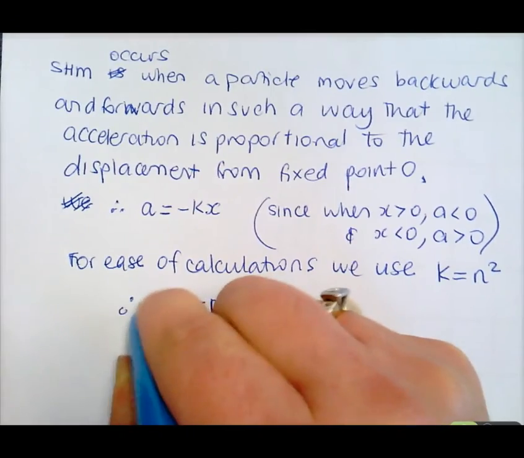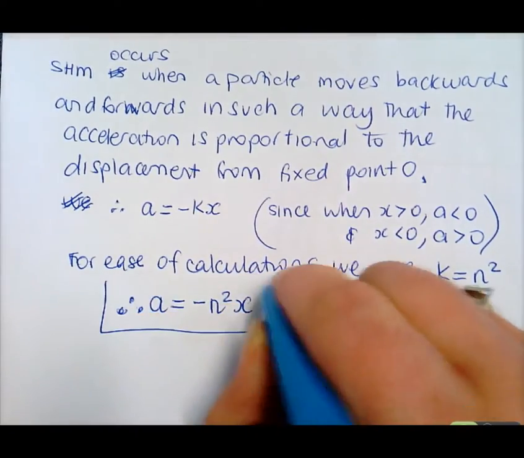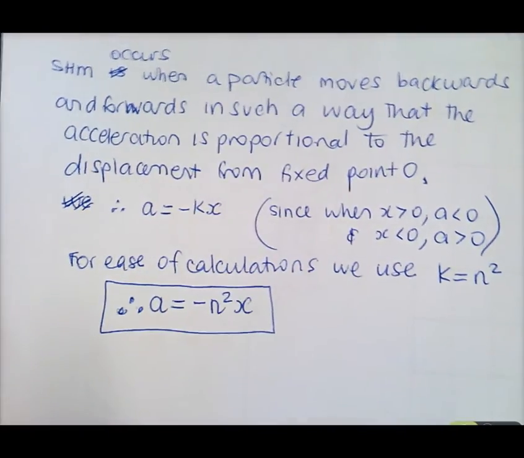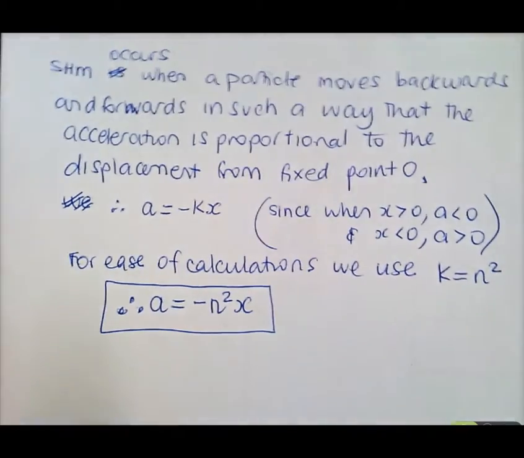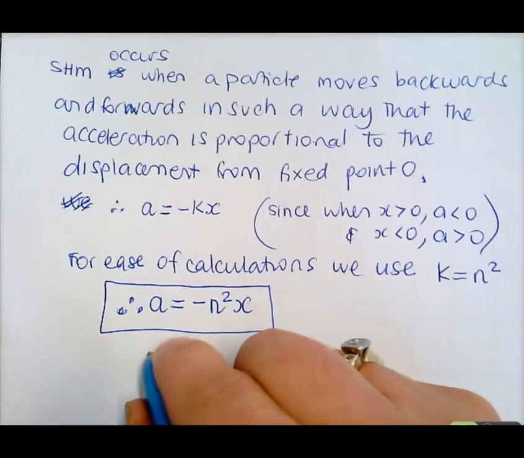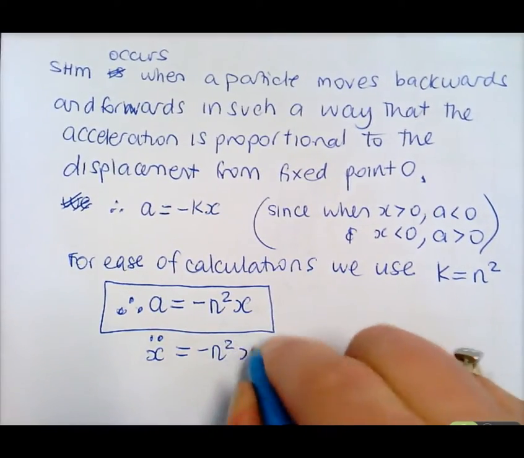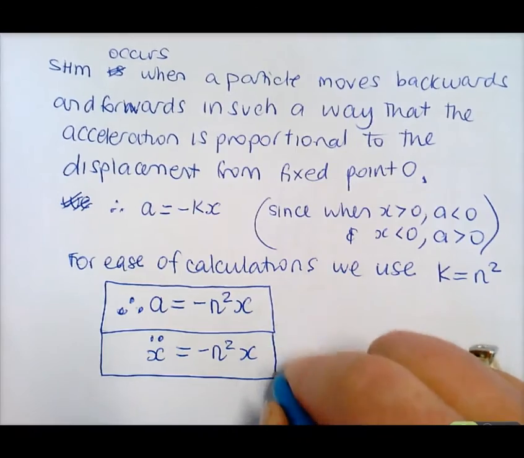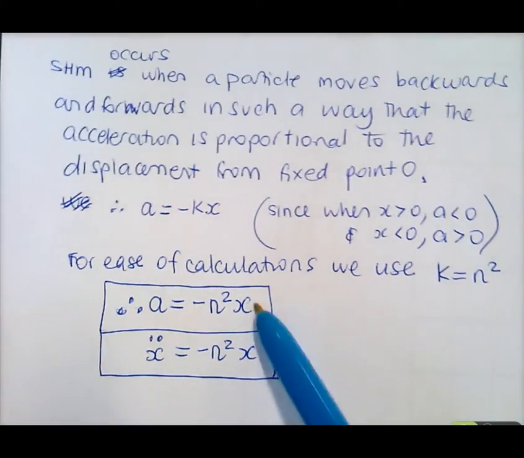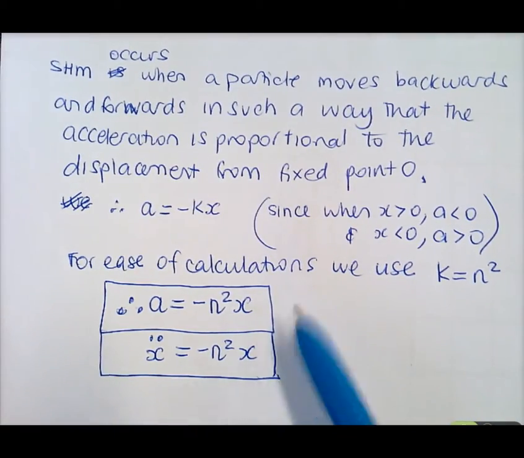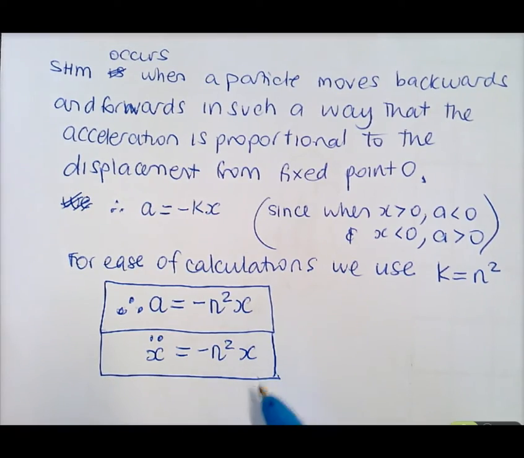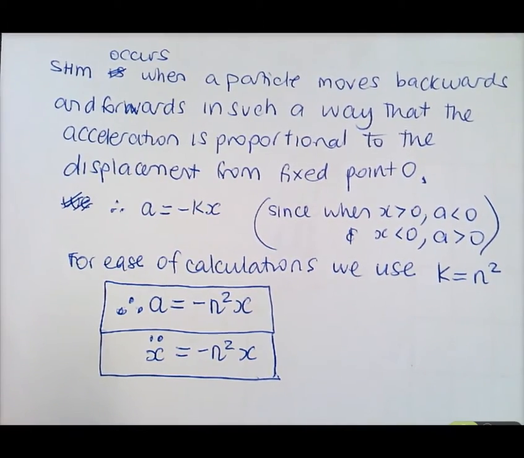Now this, you have to know this formula. It's on our formula sheet. It's X double dot is equal to negative N squared X. This is the simplest form of the equation where the centre of the motion is at the origin. But with simple harmonic motion, the centre of motion is not always at the origin. We're just looking at the most basic case at the moment, okay?